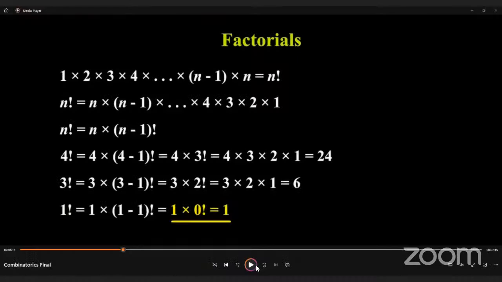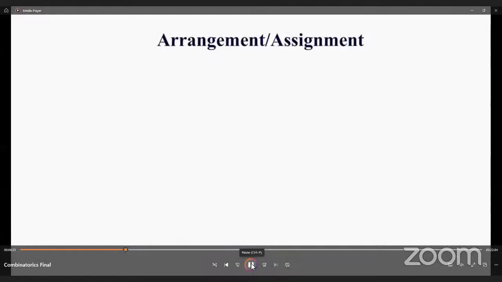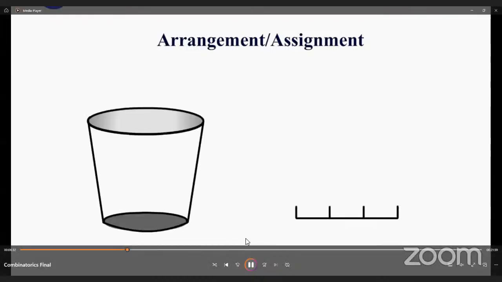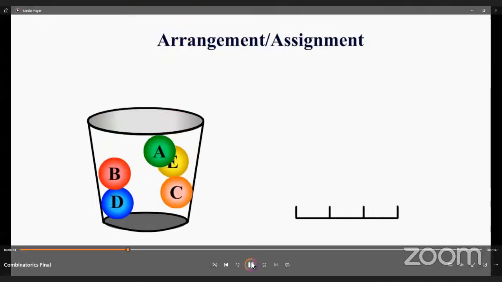So, continue. 0 factorial equals 1. Now we're going to go to combinatorics. This is combinatorics. They are just a basic concept of combinatorics, but now there are some fundamental things about combinatorics.